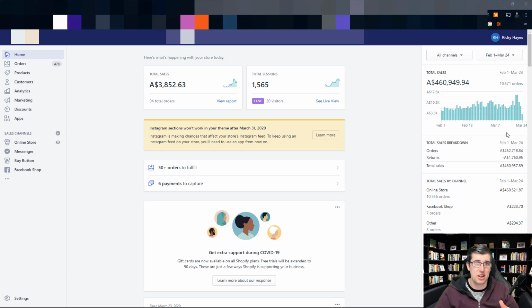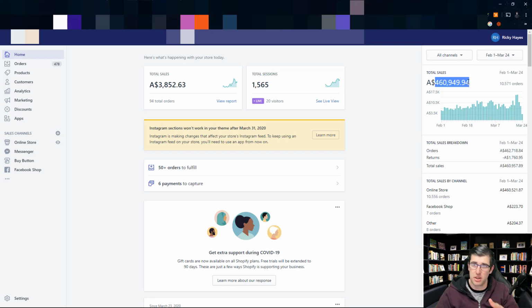In relation to this, I just wanted to quickly show the sales of one of the stores today, and you can see in the last, this is in Australian, just under 60 days, 460,000 in sales. Recently ran a sale, breaking record days there. Obviously, we're in the midst of an unfortunate virus outbreak, actually.